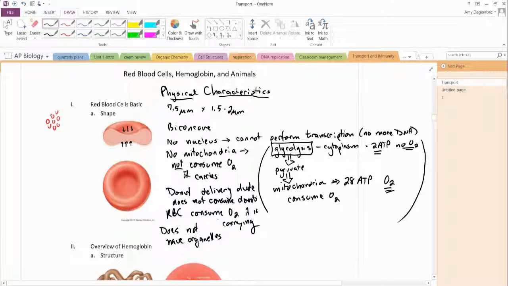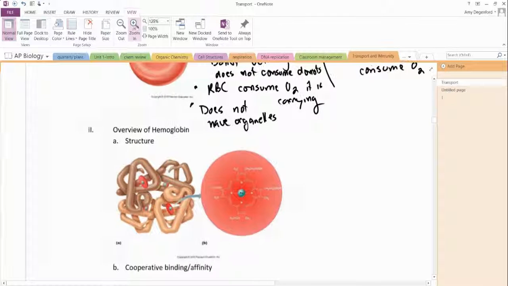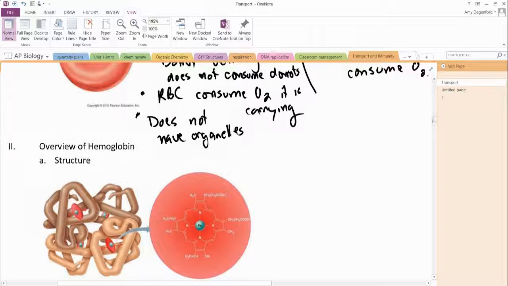So we want to get rid of all of the organelles that take up space. Now, why do we want to get space? Well, if we scroll down here, we want to get space for hemoglobin. Hemoglobin is going to be the important molecule here, and you'll notice, let me zoom in a little bit because it's hard to see on mine.